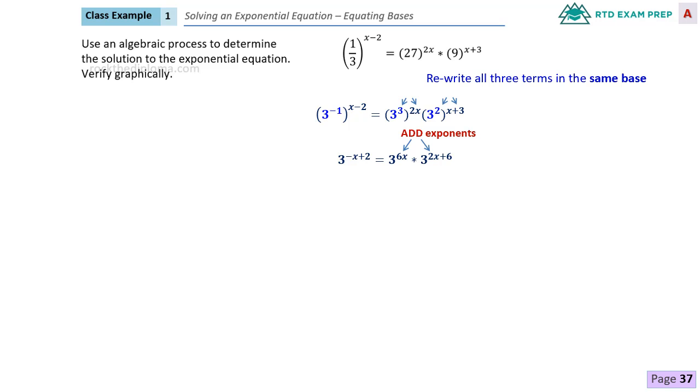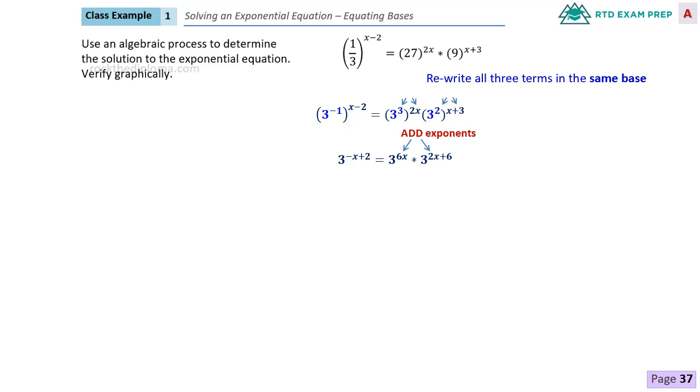Now, the second step is very important. Here, we have applied a power of a power law in order to distribute the exponents of negative 1 and 2 into their binomial exponents that are outside of the bracket. So for example, 3 to the negative 1 to the power of x minus 2 has generated an exponent of negative x and positive 2. On the right side of the equation, we have 3 cubed to the 2x, which gives us 3 to the 6x, and we have 3 squared to the x plus 3, which gives us 3 to the 2x plus 6.